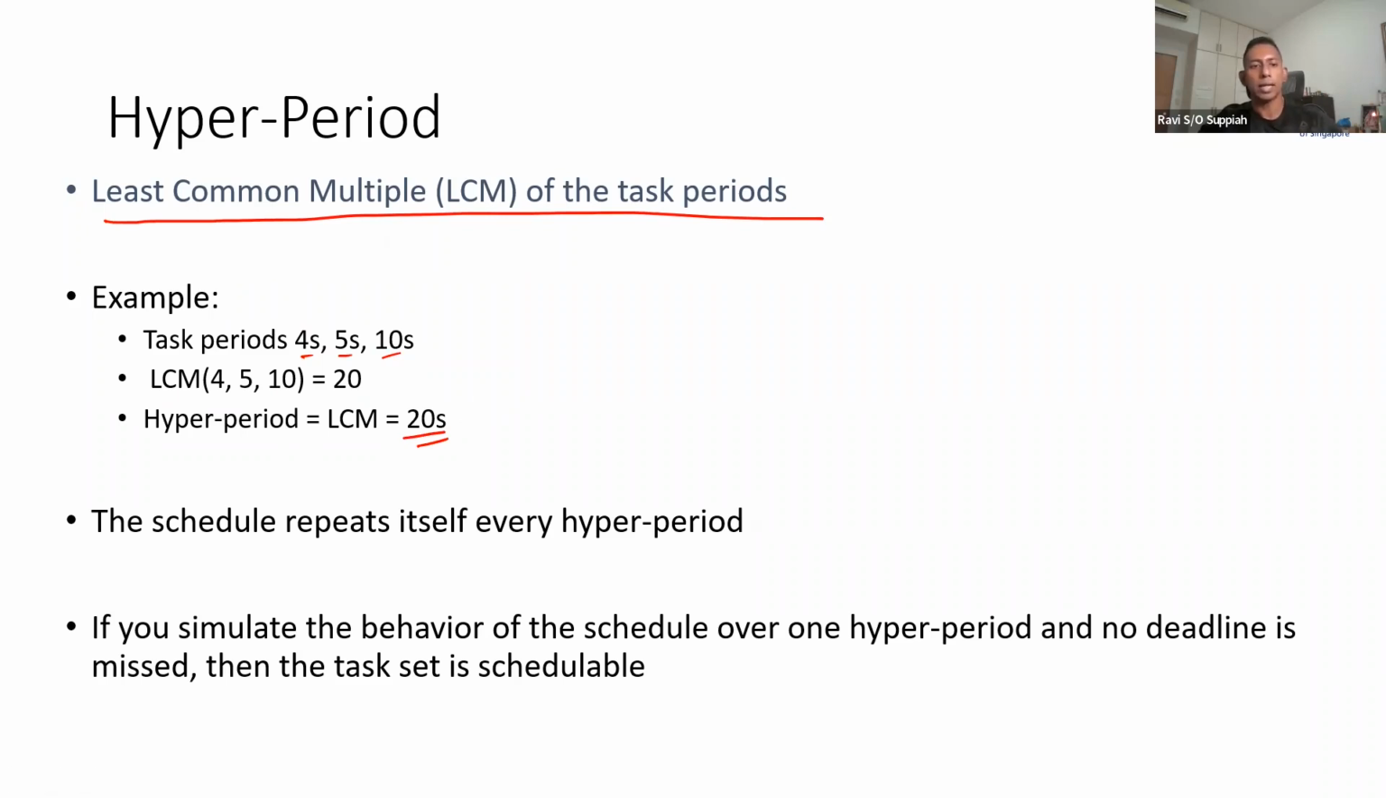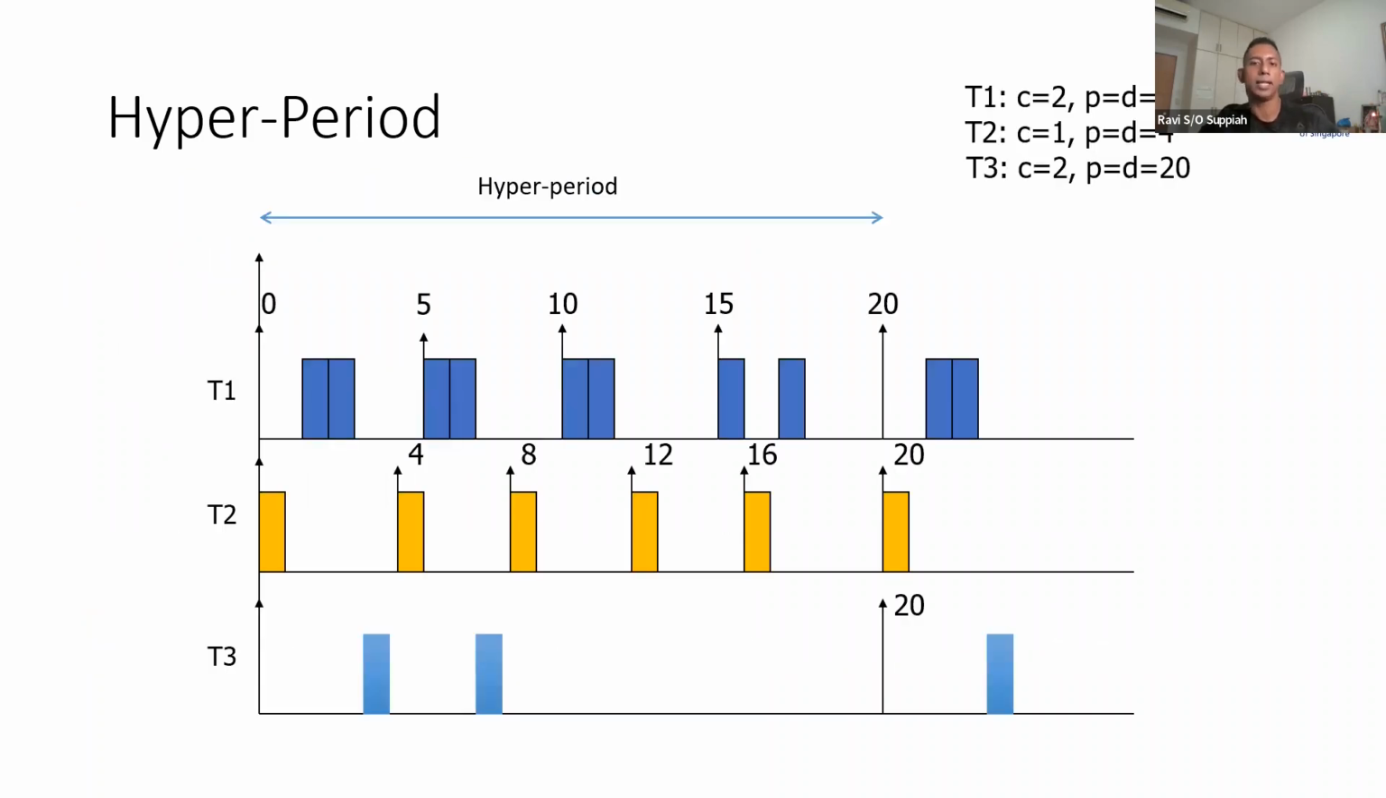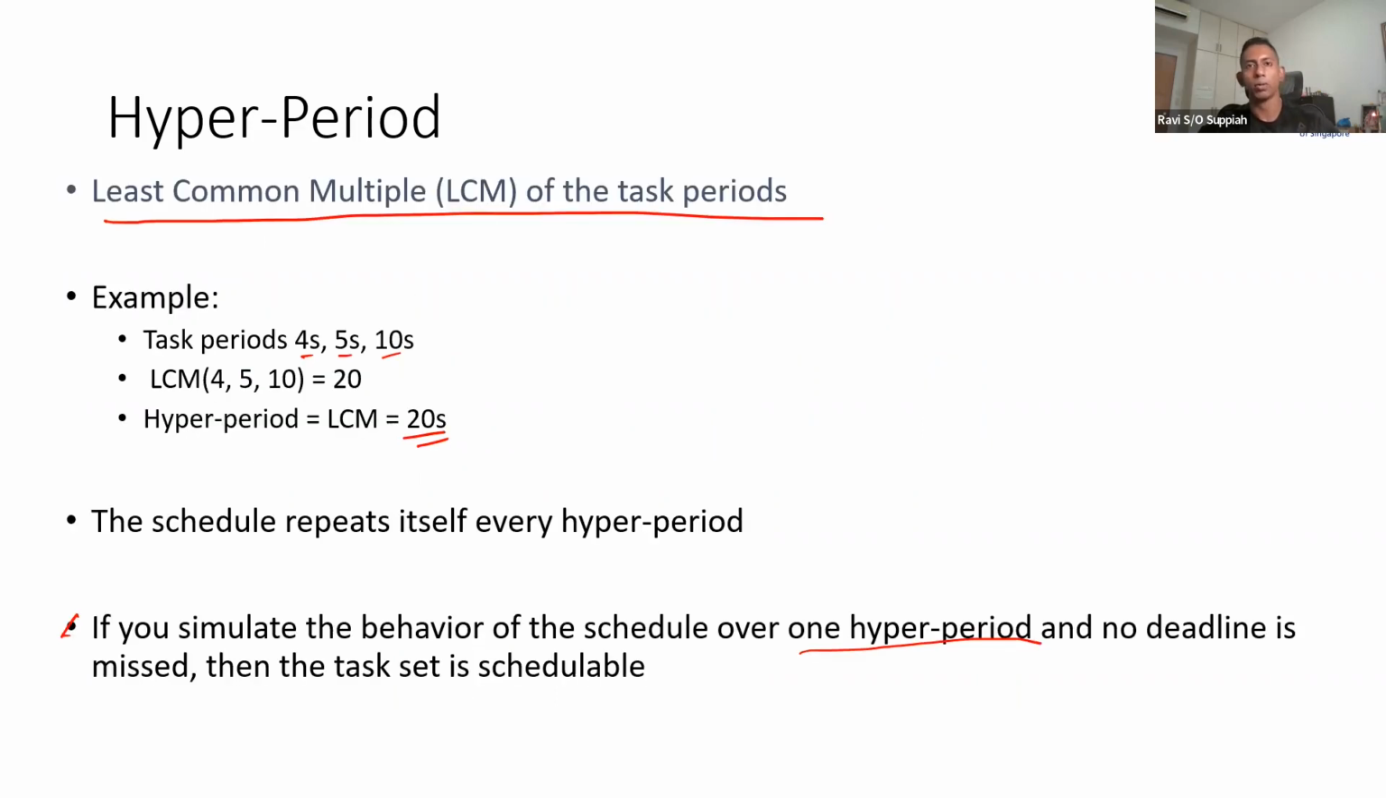Once I simulate the behavior throughout this hyper period and I do not miss any deadline, as you can see here, then that is good. Yes, preemption occurred, but it was fine. I get preempted, but I'm able to come back and still finish before the deadline. So in that sense, I did not miss any deadlines at all. If I'm able to analyze the behavior of the task set within one hyper period and I do not see any deadline being missed, then I can say that the task set is schedulable.